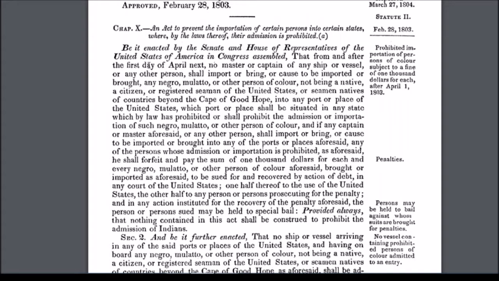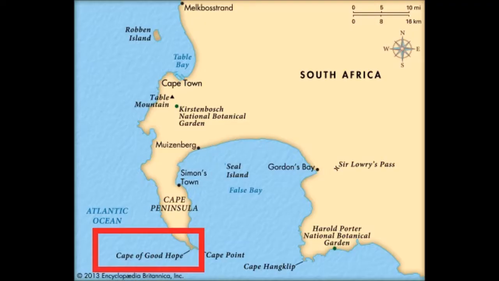So the only people of color, Negro, mulatto, or person of color that could be brought into the United States had to be a native of the United States, had to be a citizen or registered seaman of the United States. Or if that person was a seaman native of countries beyond the Cape of Good Hope. So the Cape of Good Hope is in South Africa.